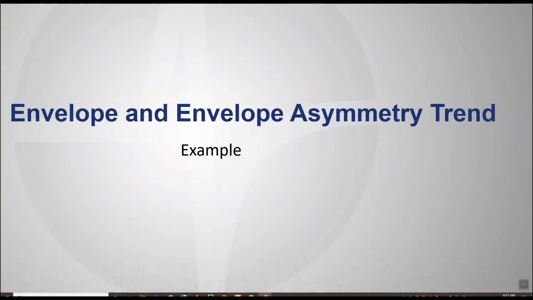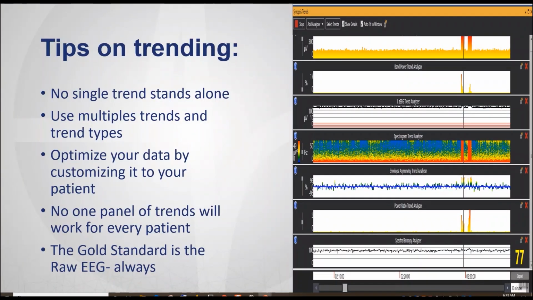And those were examples of the envelope and the envelope asymmetry trend. Again, tips on trending: no single trend stands alone. You want to use multiple trend types to balance one off the other. Optimize your data by customizing it to your patient if you want to adjust electrodes or frequencies. And no one panel of trends will work for everybody. Everybody's EEG is a little bit different, so you may need to tweak it a little bit.